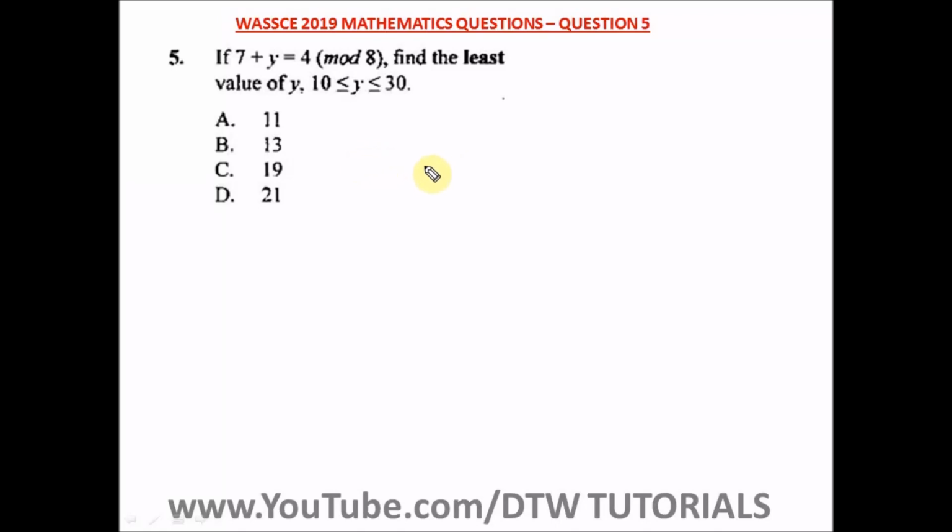Question 5 of the WASSCE 2019 Mathematics Past Question, that's your WAEC 2019 Past Question. It says if 7 plus y is equal to 4 mod 8, find the least value of y, where y is greater than or equal to 10 and y is less than or equal to 30. So we have to find the least value of y in this given bracket.